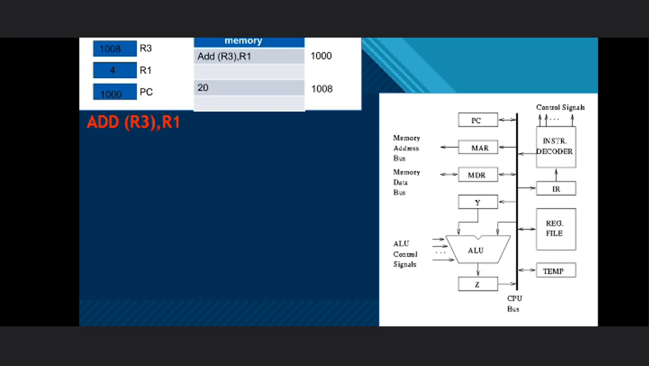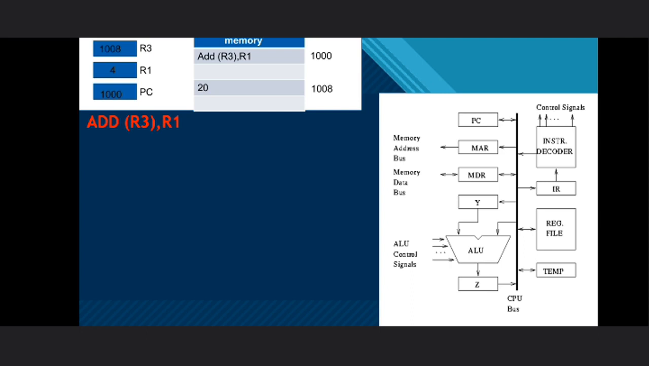Now we'll see how control signals for execution of this instruction work with the help of a flowchart. Here R3 is the register which holds the address of data and R1 holds another data. The program counter will hold the address of the instruction that is going to be performed next. Here in this case it is 1000. So place that address value of PC onto the processor bus. Now that address value, that is 1000, is available on the processor bus. That value will be loaded into MAR. Then by the read command, the data placed at that address can be fetched.